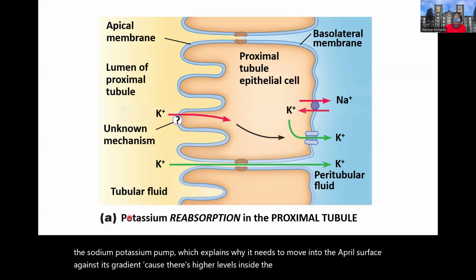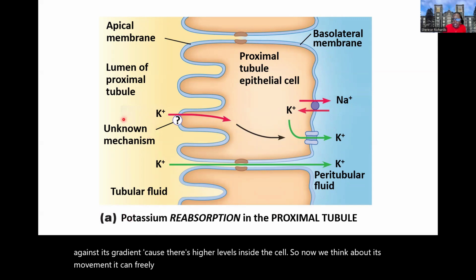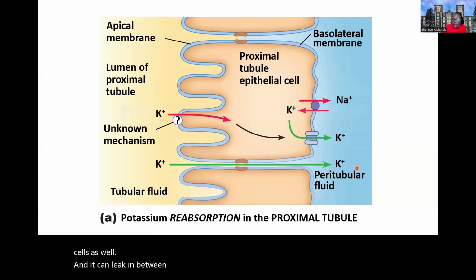So now we think about its movement. It can freely move across the cell, but it can also move paracellularly, or in between the cells as well. And it can leak in between these channels here and also make its way into the plasma.